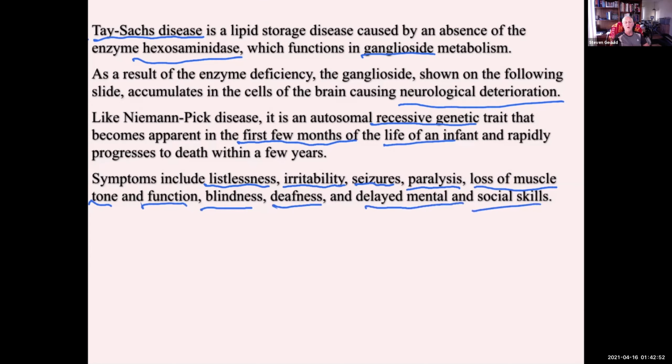All of those are areas where the brain is being destroyed. The brain's being deteriorated. That's what causes all of those symptoms, from the lipids being deposited in the brain.